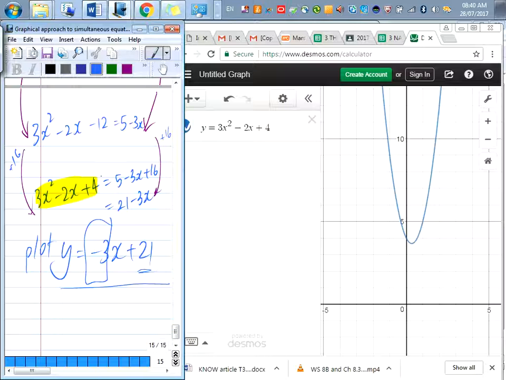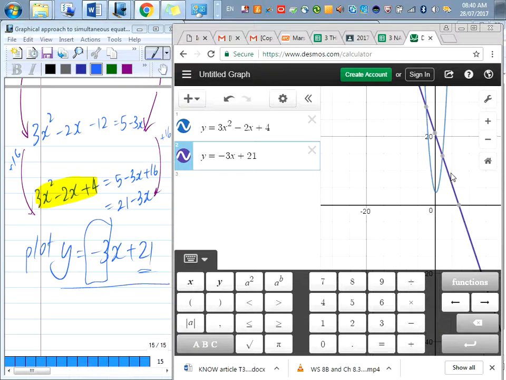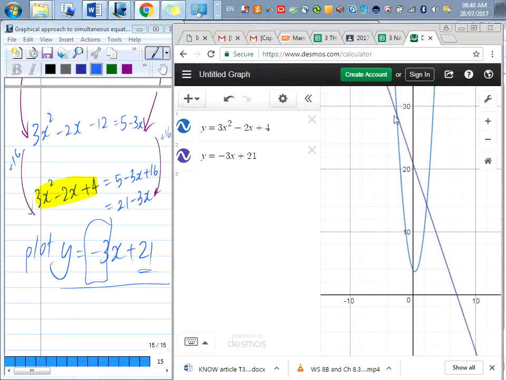Okay, so let's see whether all these make sense. Y equals to negative 3x plus 21. Okay, I have a straight line sloping downwards, cutting through 21. And these are my solutions. X equals to negative 2.553 as well as 2.22. Yes, you need to draw your table of values. Okay?